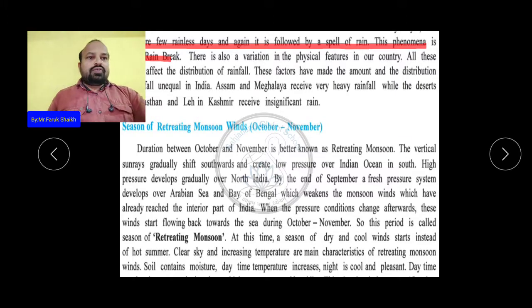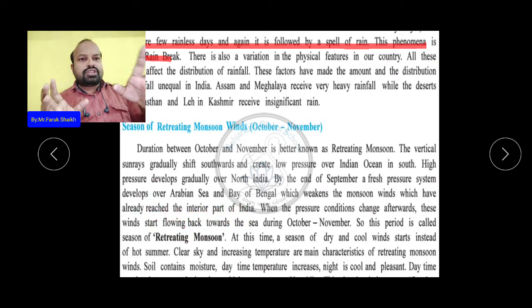The vertical sun rays gradually shift southward and create low pressure over the Indian Ocean in the south, and high pressure develops gradually over North India. By the end of September, a fresh pressure system develops over the Arabian Sea and Bay of Bengal, which weakens the monsoon winds that have already reached the interior part of India, the interior of central India.